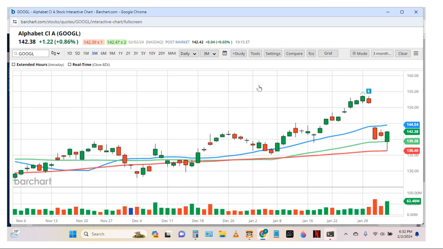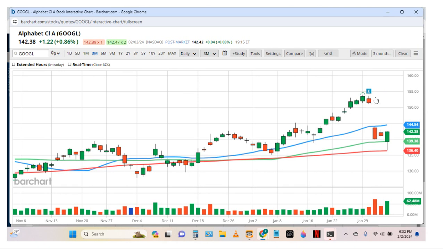Alphabet looked good until earnings came out. So this is a cautionary tale of why you have to choose whether you want to hold your stocks into earnings or not. What would you do if you woke up on Wednesday morning and you saw that? So any stock can gap down on earnings or gap up, and it doesn't matter how big they are.